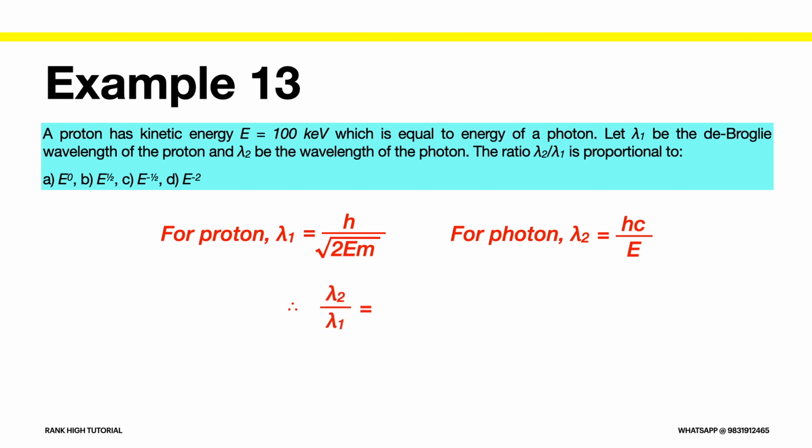Now write down the ratio lambda 2 is to lambda 1 equals c square root of 2m divided by square root of E. As c square root of 2m is a constant, we can write the ratio lambda 2 is to lambda 1 is proportional to E to the power minus half.